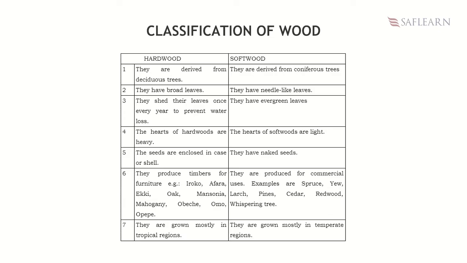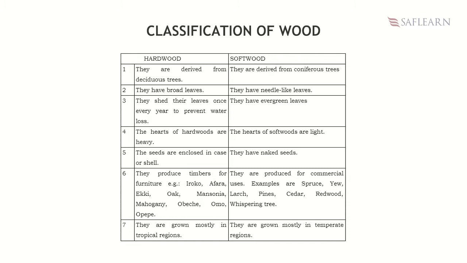Hardwood is gotten from deciduous trees, while softwood is gotten from coniferous trees. The shape of the leaves of each tree also differ. Hardwood trees have broad leaves, while coniferous trees have needle-like leaves. Deciduous trees shed their leaves once in a year, whereas coniferous trees are evergreen. Hardwood is mostly found in tropical regions like West Africa, whereas softwood grows in temperate regions. You can study the table very well to see other properties.